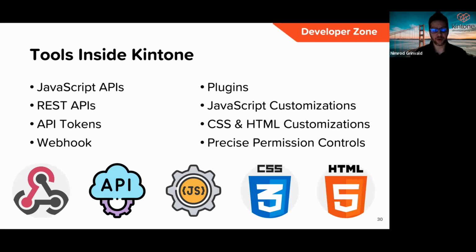In order for that to happen, we need developers who are comfortable using JavaScript. And there are lots of tools inside of Kintone to help you do that. We've got APIs. There's a specific client-side JavaScript API that you can access with the code that we built. There's REST APIs that you can hook into from any other server. API tokens to make sure that your information is secure, webhooks, so you can push data on to whatever other third-party tool you're using that's downwind of Kintone.